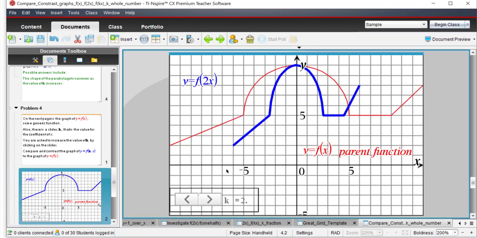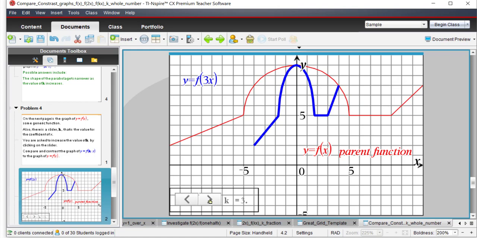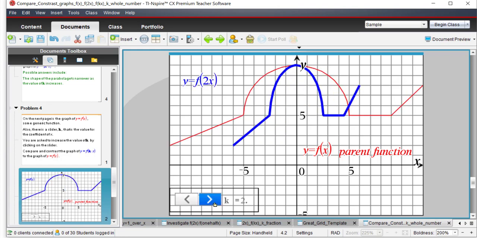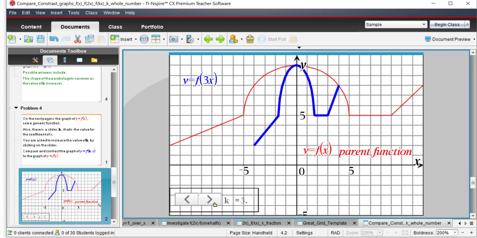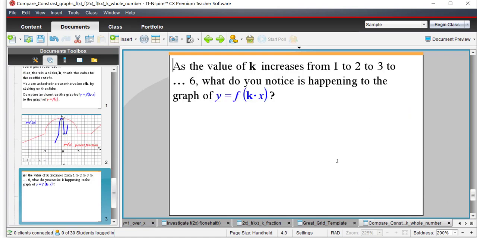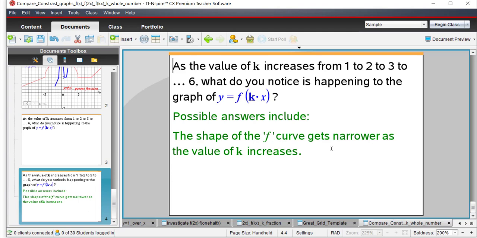Here's the graph of y equals f of 2x compared to the graph of f of x, which is in red, the parent function. And as we increase k, again, notice what is happening to the graph. Again, let me back that up a little bit and see it again. So this is y equals f of x. In blue, y equals f of 2x, of 3x, 4x, and so on. As the value of k increases, what do we notice happening? F of the quantity k times x. Pause as needed. The shape of the f curve gets narrower as the value of k increases.